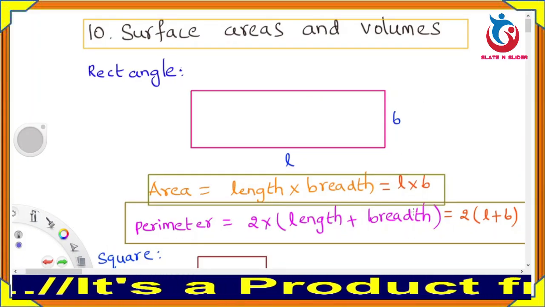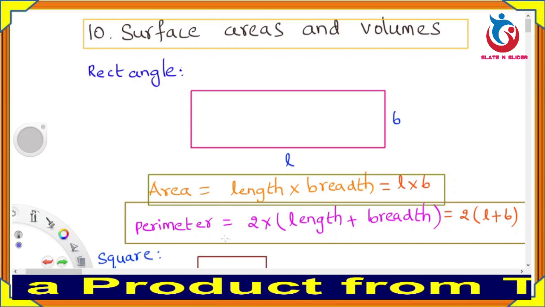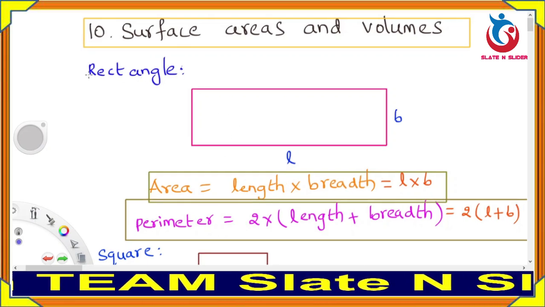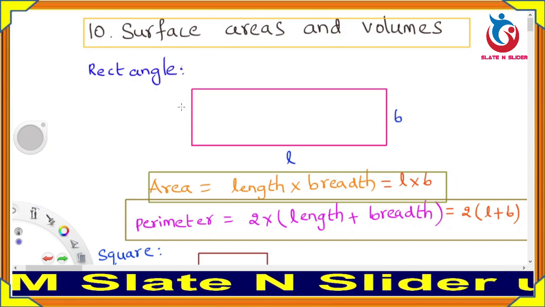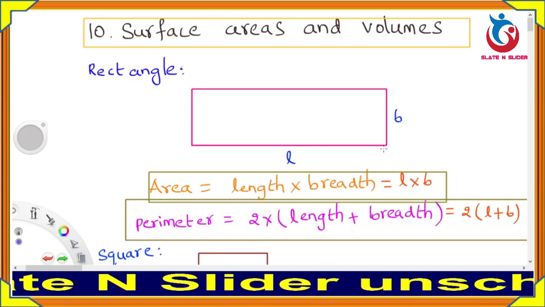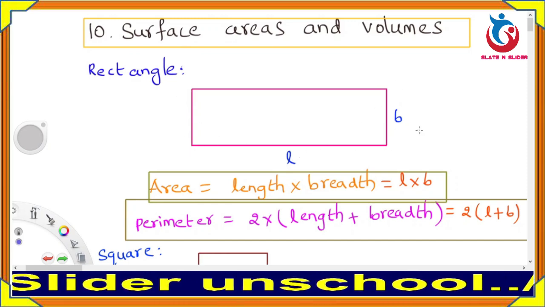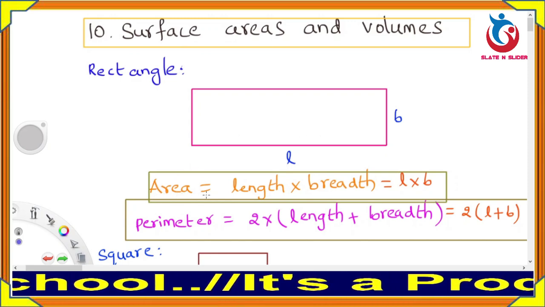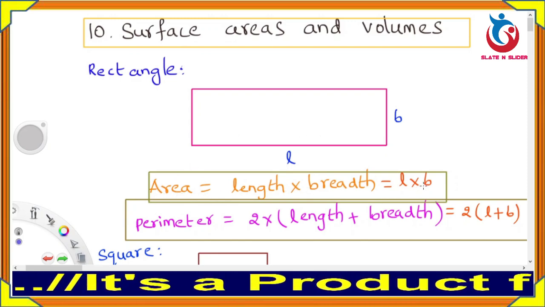Today we will discuss surface areas and volumes. Before that, we will go through some basics. The first one is the rectangle. The horizontal line is called length and the vertical is called breadth. Now we should find the area. The area of the rectangle is equal to length into breadth, that is L into B.